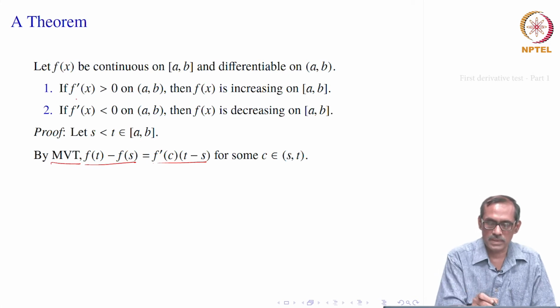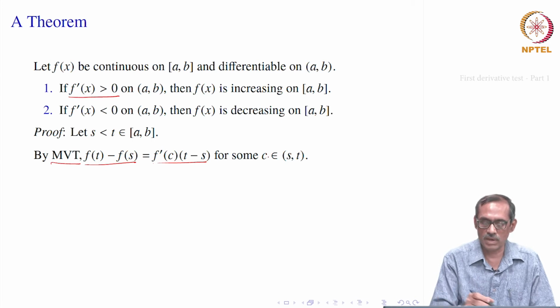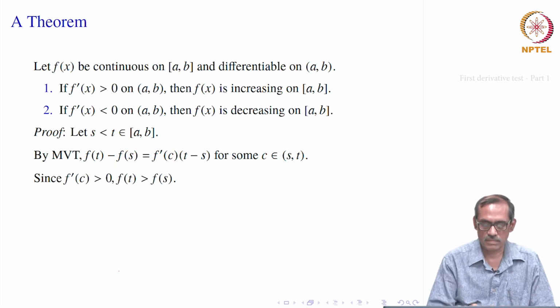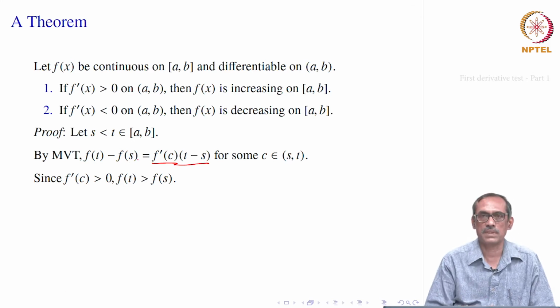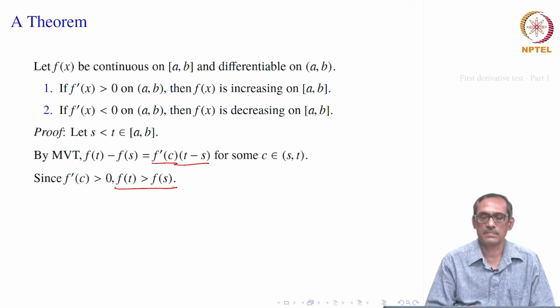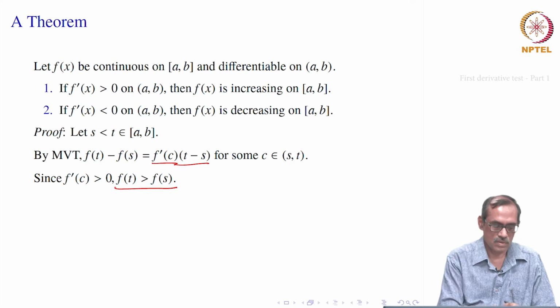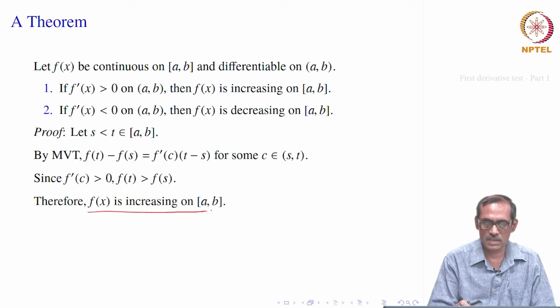Now, we will use the information that f prime x is greater than 0 on [a, b]. So, in particular at c, it is positive. Since this is positive and t minus s is positive, we get f(t) minus f(s) is positive, that is, f(t) is bigger than f(s). So, I think that is the end of the proof. It shows that f(x) is increasing on [a, b].